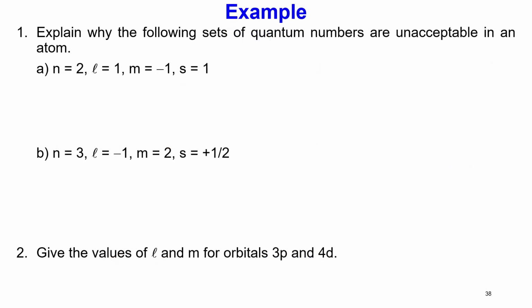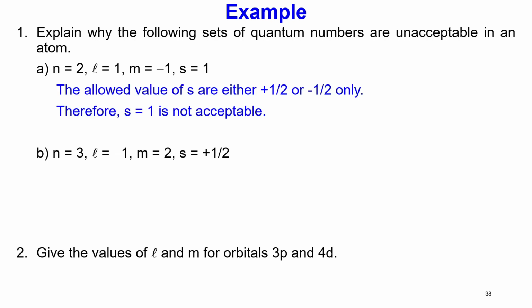Okay, another one. Explain why the following set of quantum numbers are unacceptable in an atom. Okay, so when n is equal to 2, L is equal to 1, magnetic is negative 1, spin is 1. Is it acceptable or not acceptable? So the answer is no. Okay, because S tidak boleh jadi 1. Tapi kalau untuk n, okay, n dengan L is possible. Okay. Untuk S tidak boleh. S spin mesti positive half or negative half.